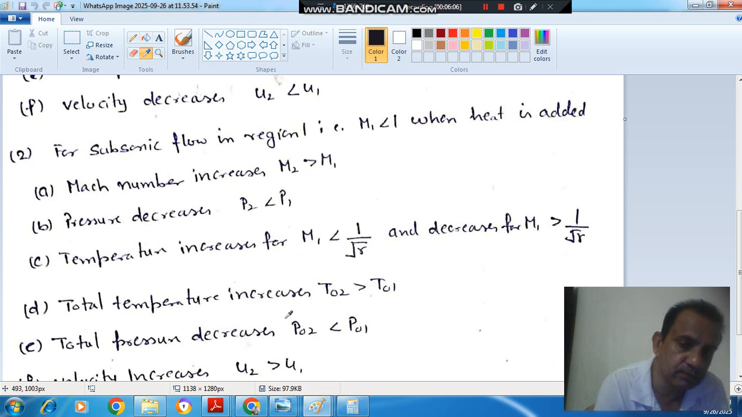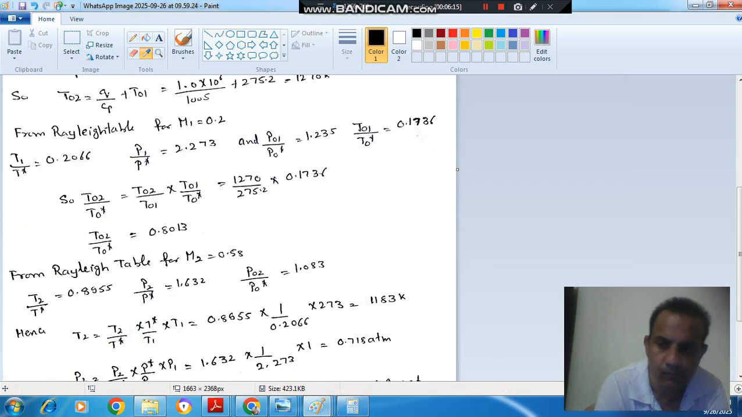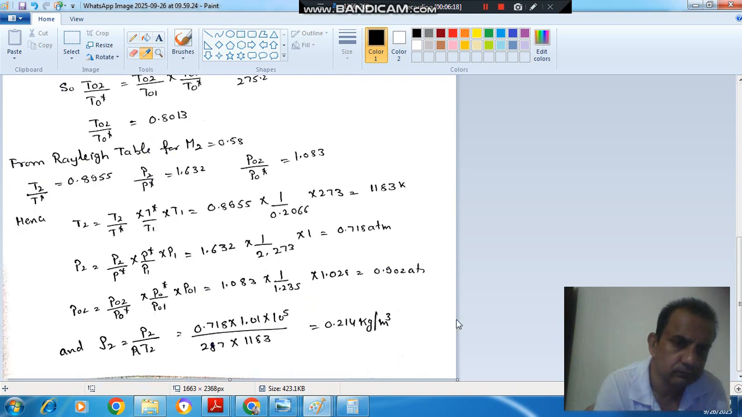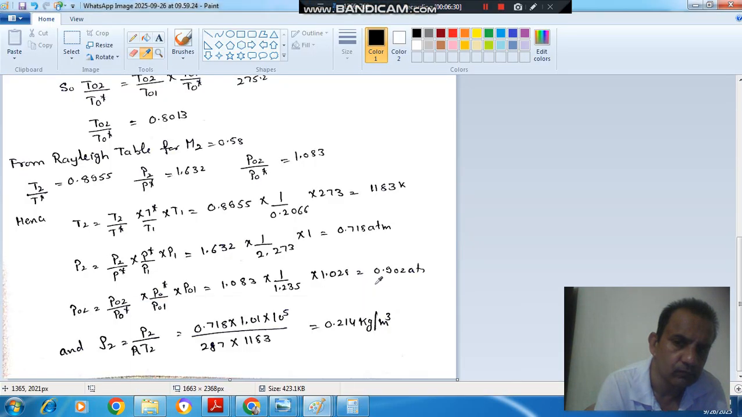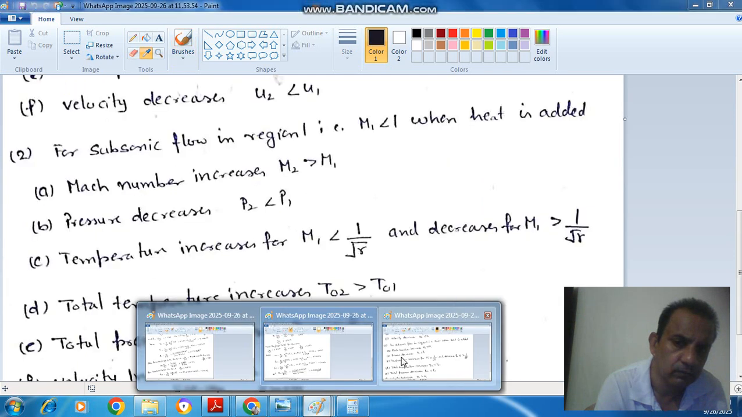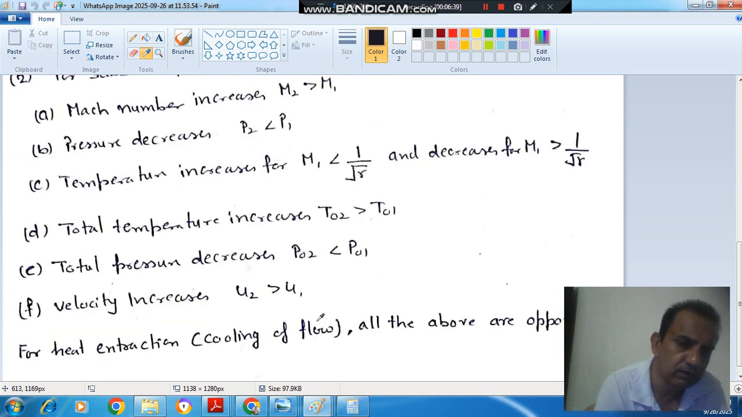Total temperature will increase because heat is added, and total pressure decreases. So here also the total pressure is 0.902 and initial total pressure is 1.0028. So total pressure decreases. As Mach number increases, velocity will also increase. So U2 is greater than U1. So these are the results we obtain.